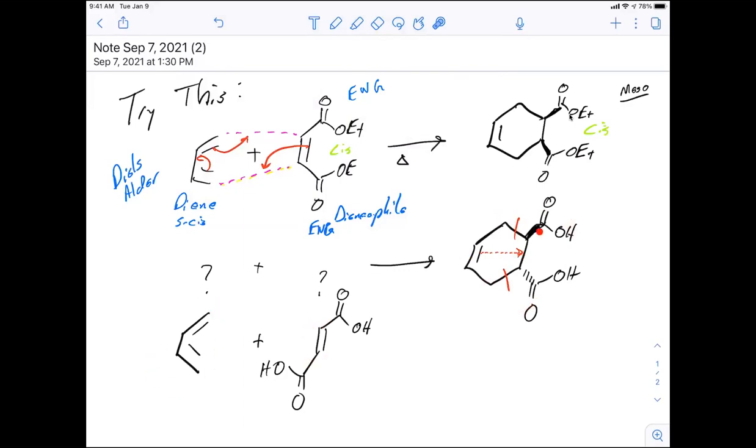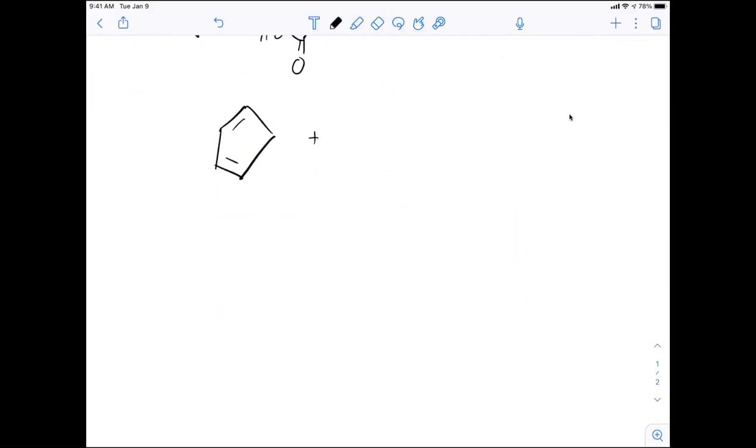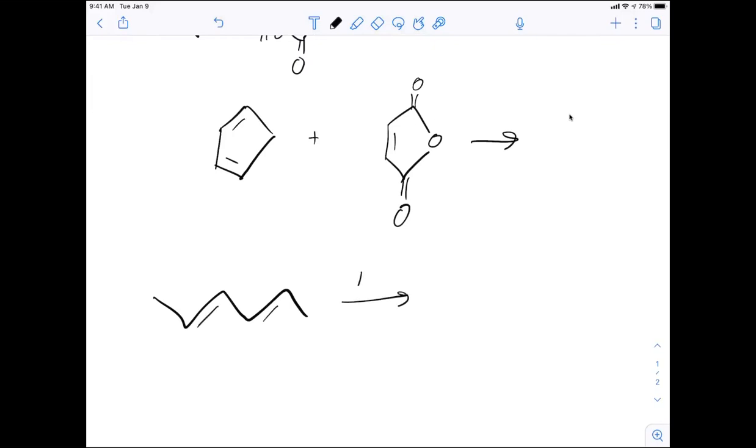Then over here, I need to look at my geometry. My geometry is retained. So if this is trans, this has to be trans. Okay, let's try a couple more. One related to Diels-Alder, one related to the first reactions in the chapter. We'll take a little more time on this one. So give me the products of this one. And give me the product of this one.